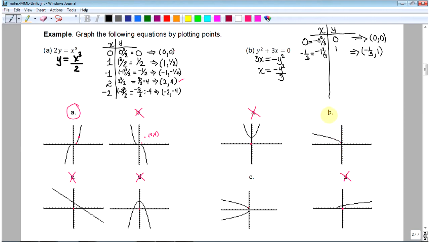Notice the graph in part B doesn't have any negative y values, but the graph in part C does. So let's see what happens if we plug in negative 1 for y. Well, we end up with negative, and then we're squaring the negative 1, divided by 3. So we have the negative on the outside. When you square negative 1, it gives you a positive 1. So that gives us negative 1/3, comma, negative 1.